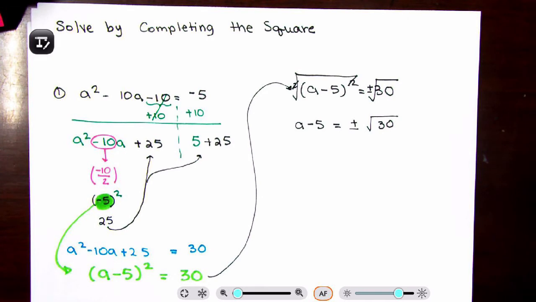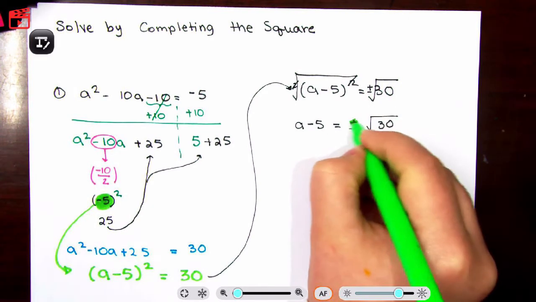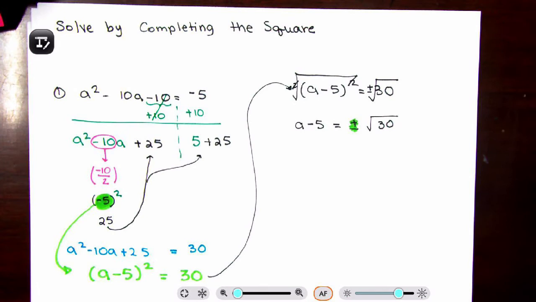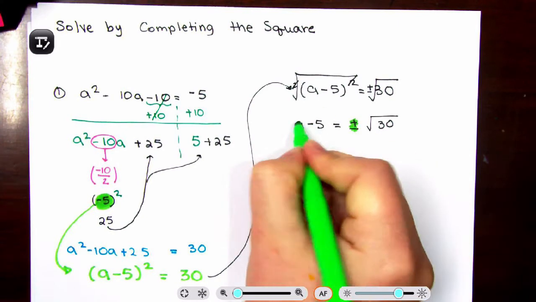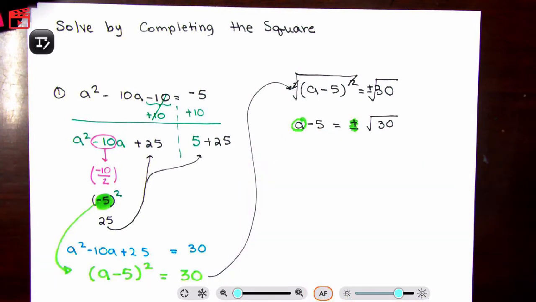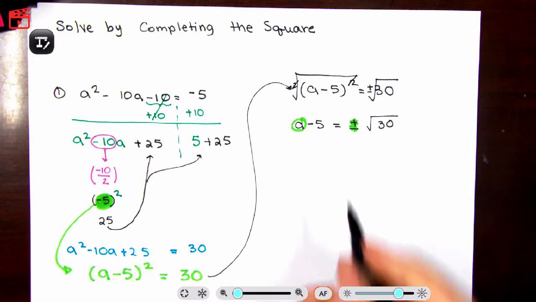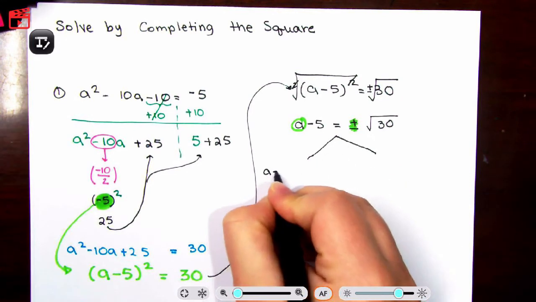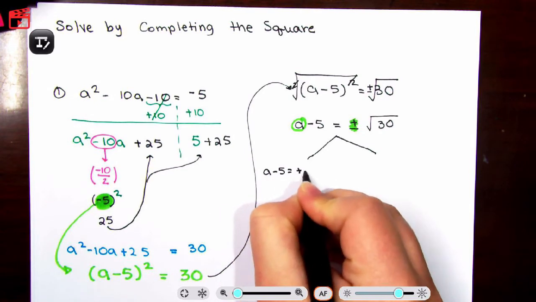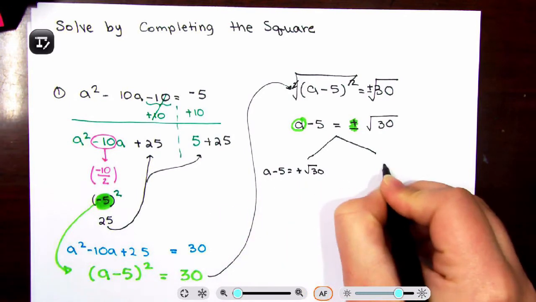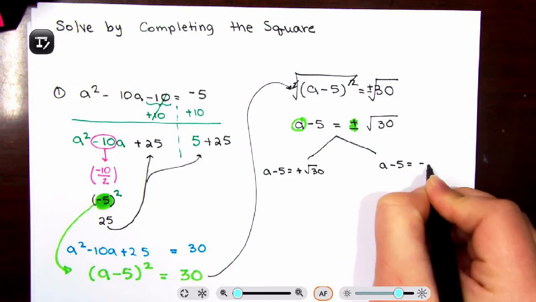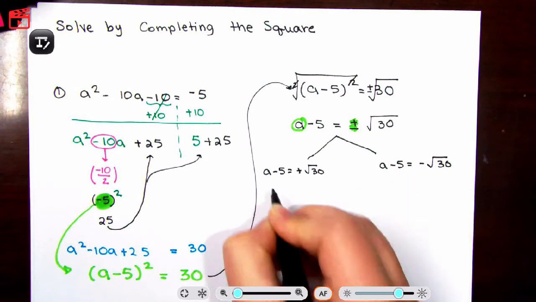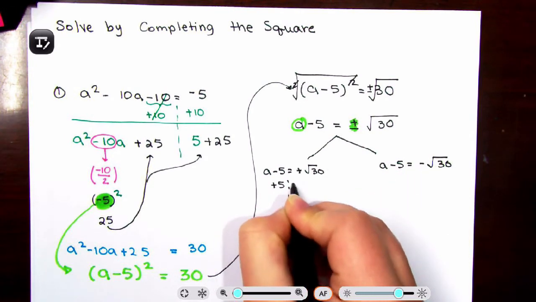Now, notice we have this plus or minus here. That means we're not done. And notice that a is not alone. We need to solve for a. We are solving a quadratic equation. So we're going to split this up into two equations. a minus 5 is equal to a positive square root of 30, and a minus 5 is equal to a negative square root of 30. I'm going to add 5 to both sides.